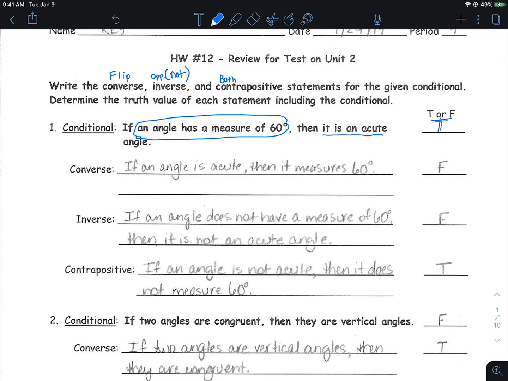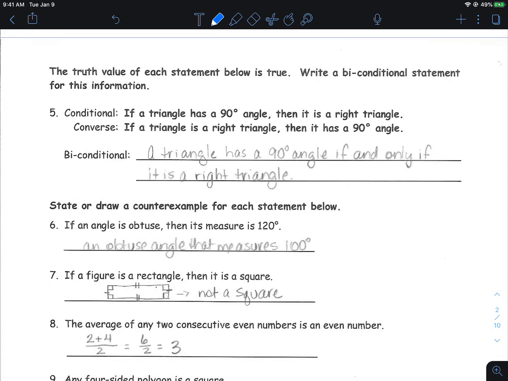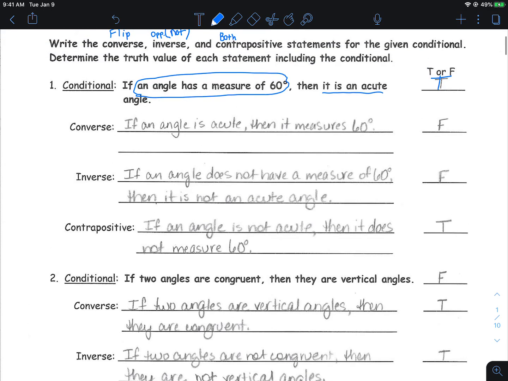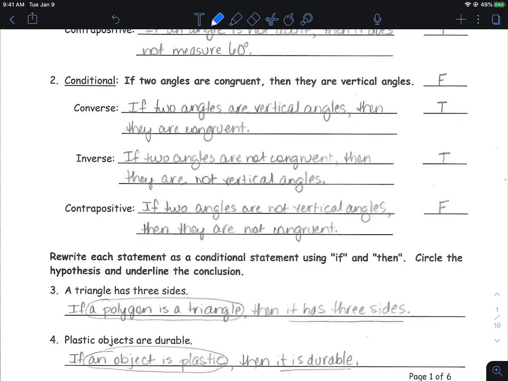Now, if the conditional and converse are both true, I think there's a section with biconditionals. Yep, that's coming up. You can write the biconditional. But in this case, since you have true for the conditional and then false for the converse, it would not be possible to write the biconditional. So this one we'll go through a little bit quicker here.